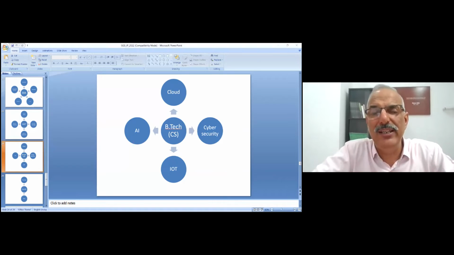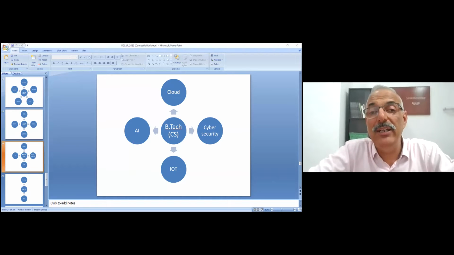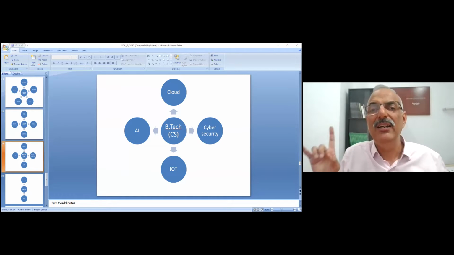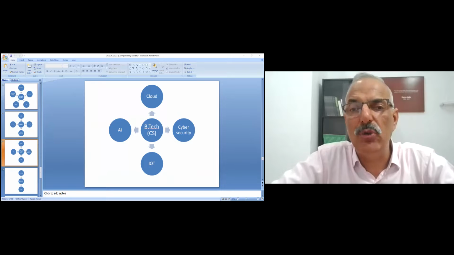Well, cloud is one area in which there's a lot of scope. I hope you understand what is cloud. Artificial intelligence is another area in which the computer science engineers have a lot of scope. Cyber security, yes, it's a big area. Then IoT, Internet of Things. This is another area. So I am talking with you only about the scope of BTech Computer Science, and within that, I am talking about branches like cloud, artificial intelligence, IoT, cybersecurity, etc.